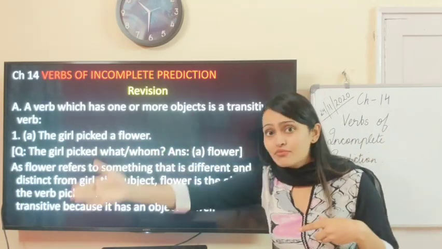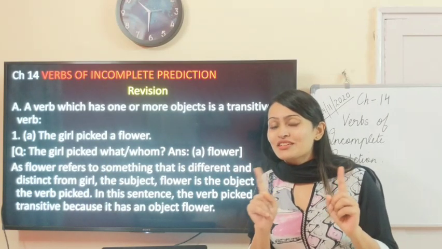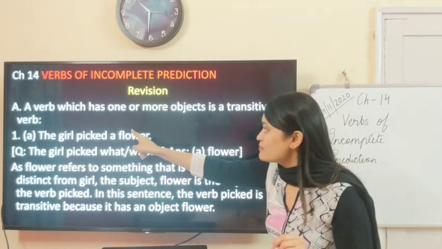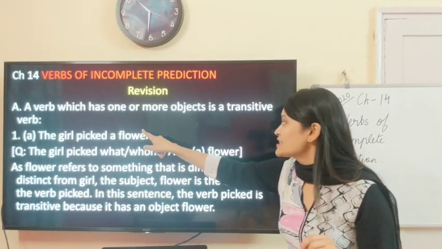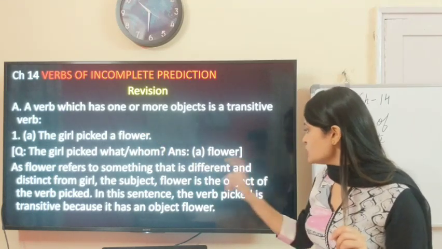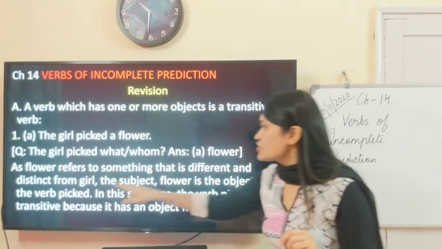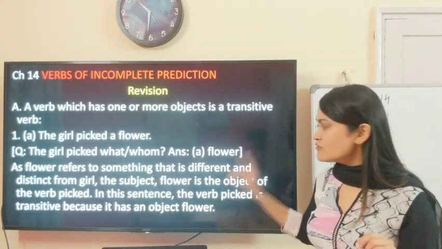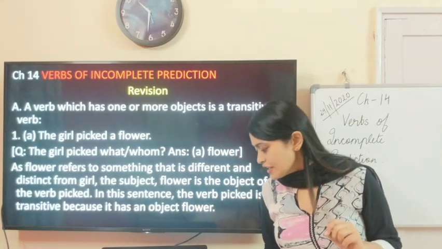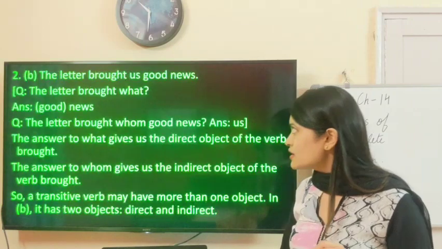Flower is definitely something new. It's not related to the girl. So that is why we are accepting it as an object. We take it as an object. Okay children? So the verb picked is transitive because it has an object, flower. Simple children, you all have recollected what transitive verbs were, right?